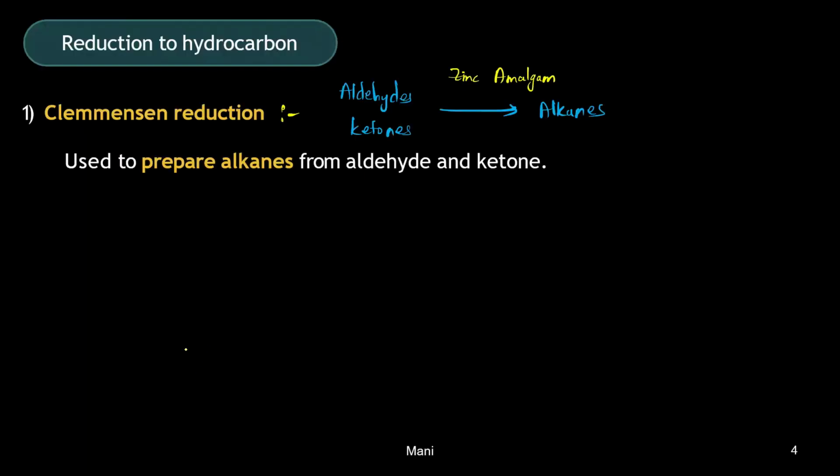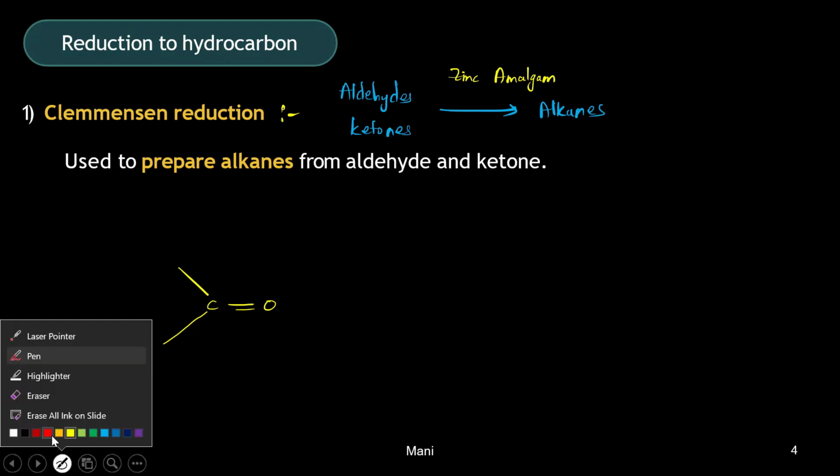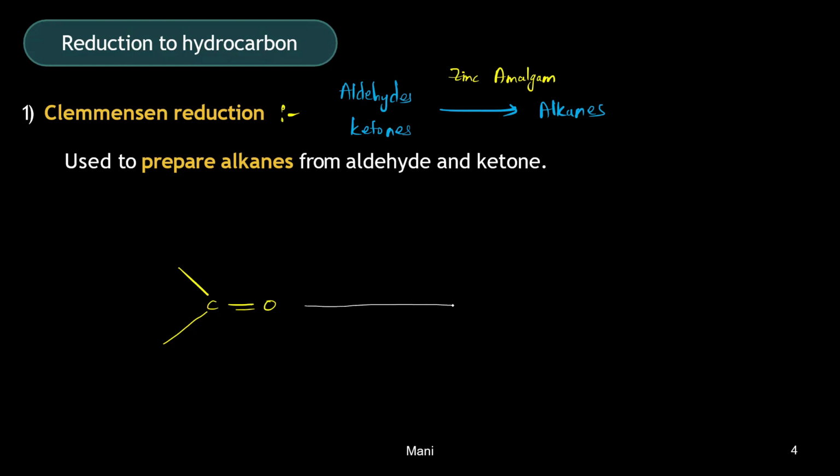So see here, it could be an aldehyde or it could be a ketone. Ketone if both are R, aldehyde if it is R and H. In the presence of zinc amalgam, Zn-Hg, and concentrated HCl, it will be converted into CH2, which is an alkane.